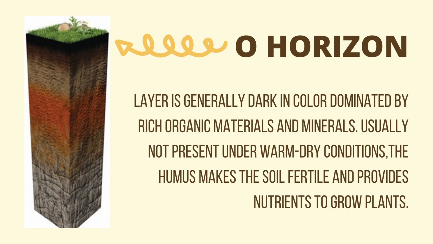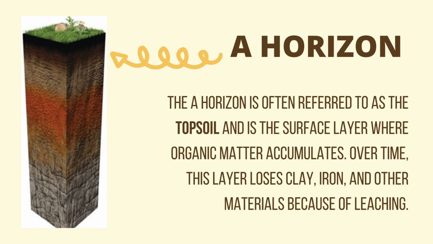First is the O horizon. This layer is generally dark in color, dominated by rich organic materials and minerals. It is usually not present under warm, dry conditions. The A horizon is often referred to as the topsoil and is the surface layer where organic matter accumulates.